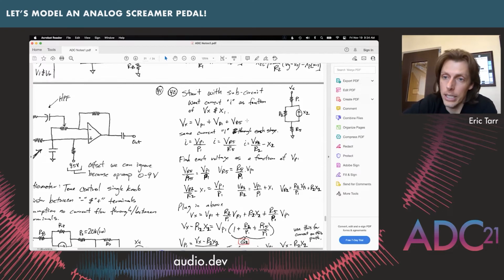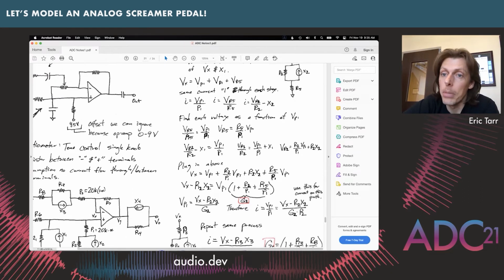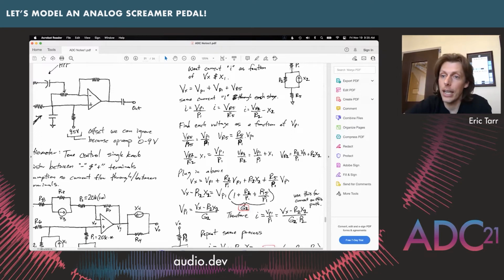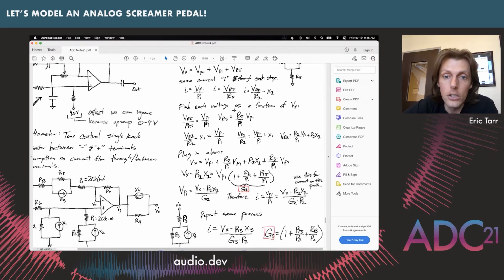We know that the current that's going down this path has to be the same through each one of those stages. So this current that goes through this potentiometer has to be equal to the current going through this resistor and this capacitor model that we have. So what we'll do is find each voltage as a function of P1 and then plug that in to the whole equation, and we'll have something that we can just write as a function of Vx. So we can equate these two parts. We have VR1 over R5 is equal to VP1 over P1. Let's solve for VR5 that will plug in up here to this VR5.